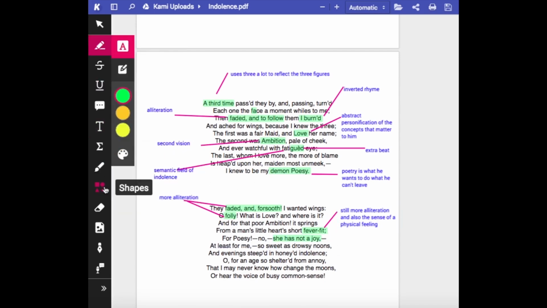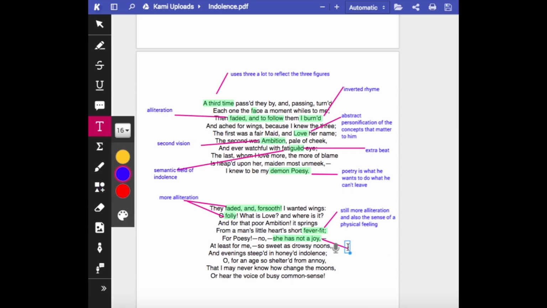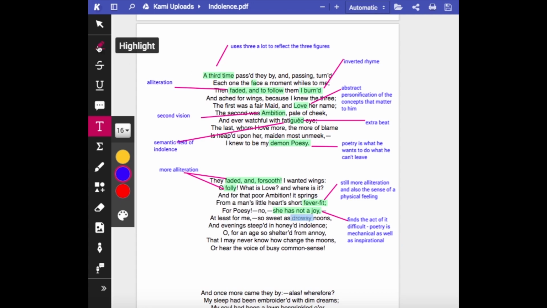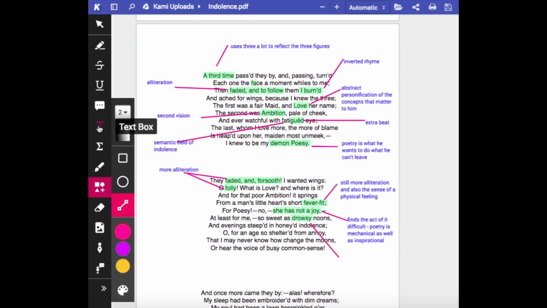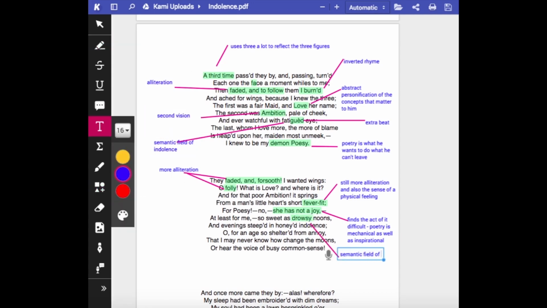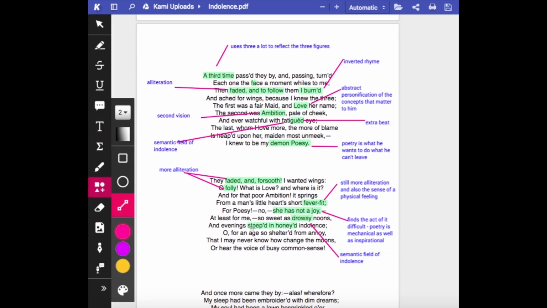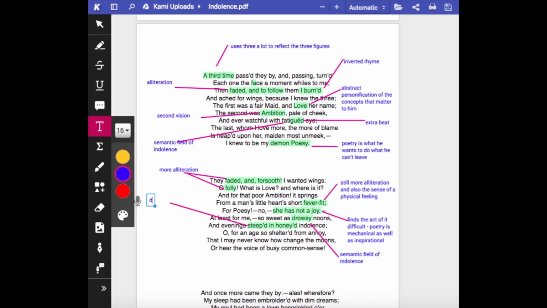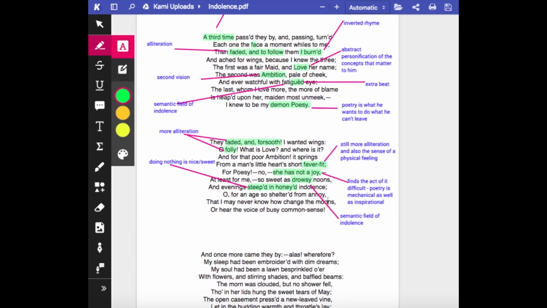She has not a joy. He finds the act of poetry difficult. It's mechanical as well as inspirational. And it's all very well thinking of a poem, but you have got to write it down. You've got to get its metre and its form and its rhyme right. You've got to choose the right words. And that's all difficult. And he's not feeling it at the moment. He really doesn't want to do it. He's happy with the evenings steeped in honeyed indolence.